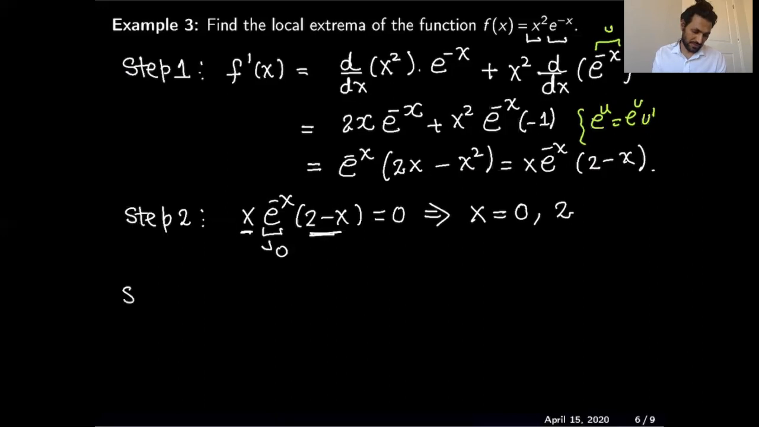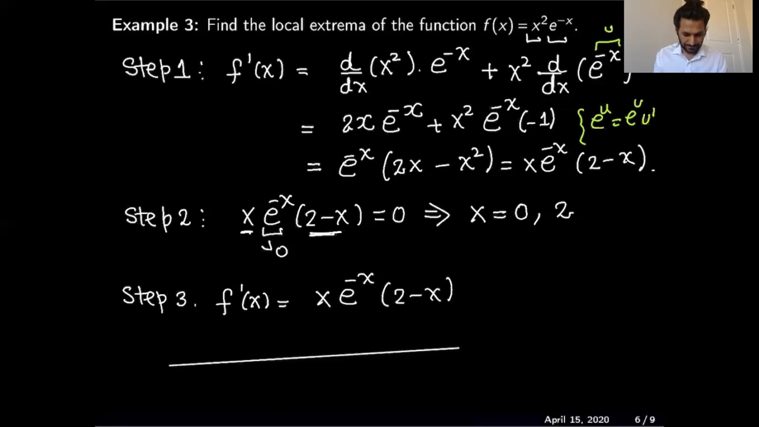In step number 3, we will use the line test on the derivative of the function. So I will write f prime of x, which is x e raised to power minus x times (2 minus x), and I will draw a line, plot the critical values on the line, 0 and 2, and pick some test points on the line: -1, 1, and 3 here.